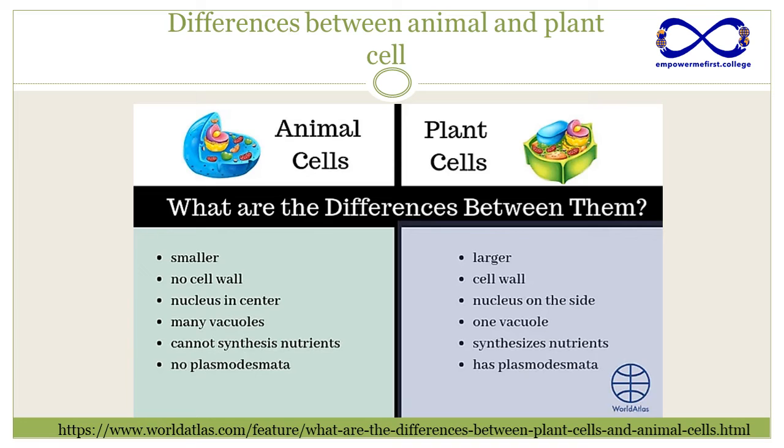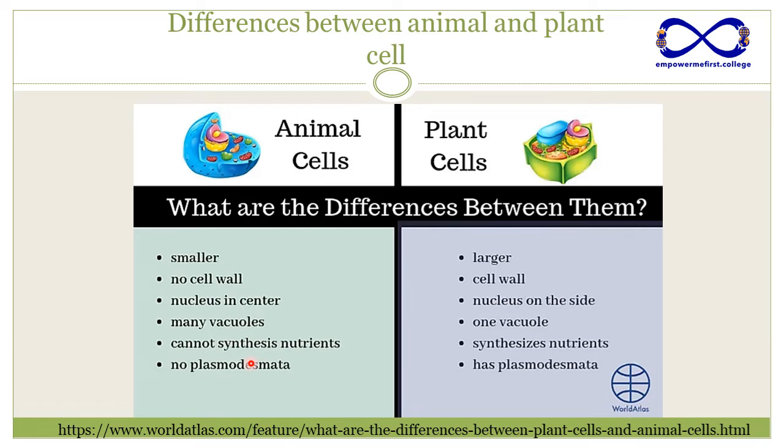So again, here I took this from a website, in which we can easily identify what the differences are between animal cell and plant cell. Again, they are both eukaryotic cells, but animal cells are generally smaller compared to plant cells. There is no cell wall. In the animal cell we can generally find the nucleus in the center, as we can see here. For the plant cell, we can always find the nucleus at the side, basically due to the presence of this big vacuole. There are many vacuoles in the animal cell. In the plant cell, there is only one vacuole.